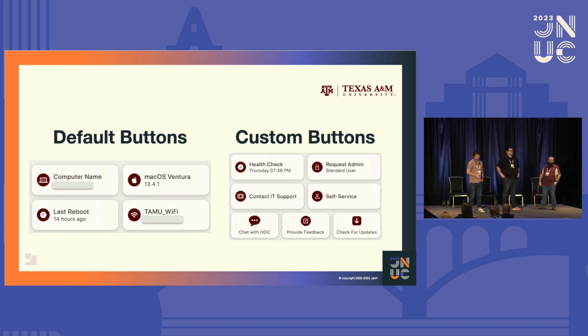personal computers. So Support App also has options for the custom buttons, which we've taken the approach of creating the custom ones to enable the end user and IT pros across campus, including things like what we call the health check, requesting admin rights, contact IT support, opening self-service, chat with Help Desk Central, providing feedback, and checking for third-party application updates. So these buttons are built on different policies, scripts, URL redirections, and other things for a seamless experience that the end user doesn't have to see. And it gives a short overview. We'll see some of the custom buttons next.